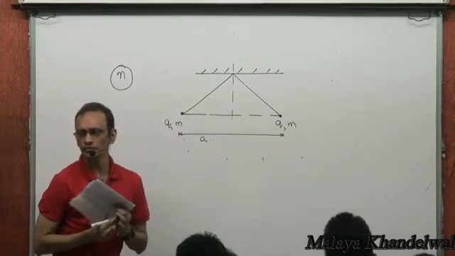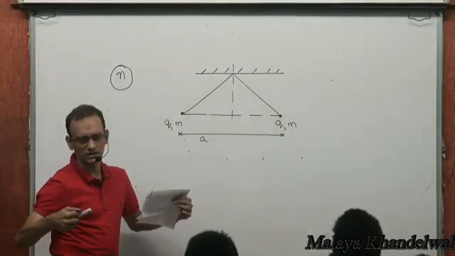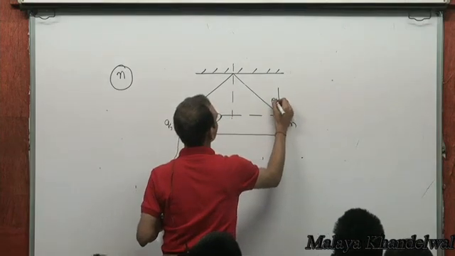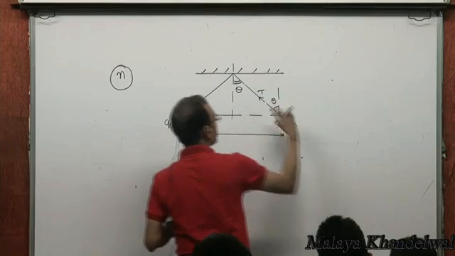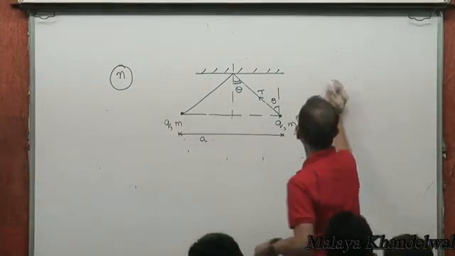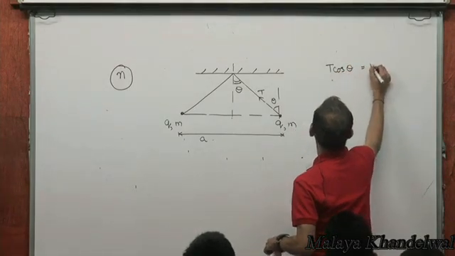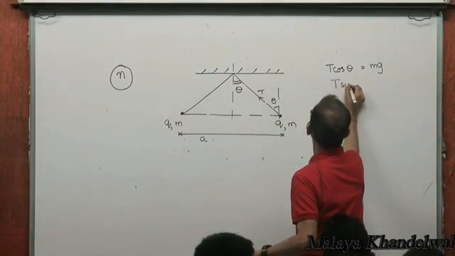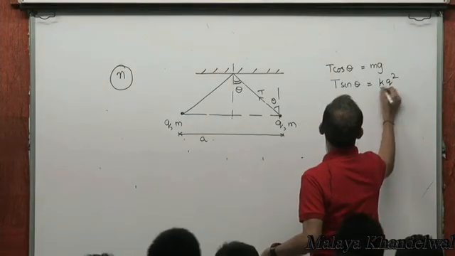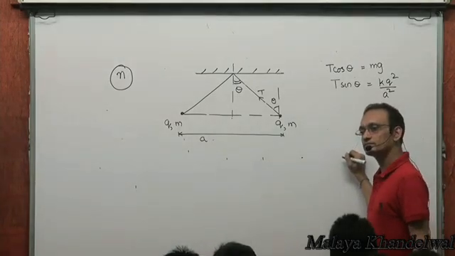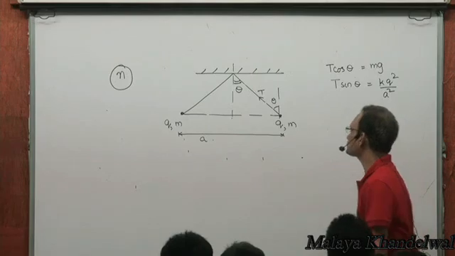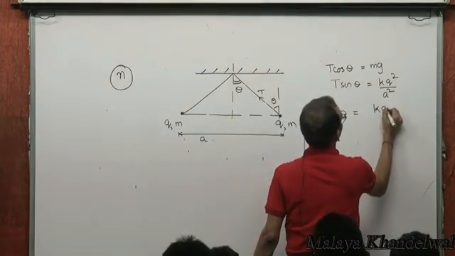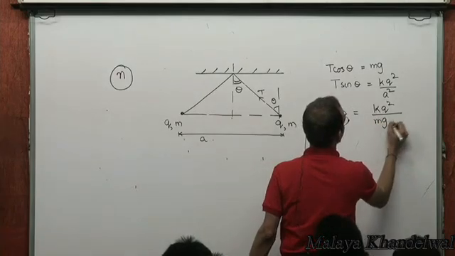Let me look at the equilibrium conditions for these. Very clearly, if I look at say this angle theta, and look at the equilibrium of this, then T cos theta will balance the weight. And T sin theta will balance the electrostatic repulsion, kQ squared by a squared. Clear? If I divide this by this, that gives me tan theta equal to kQ squared by mg a squared.